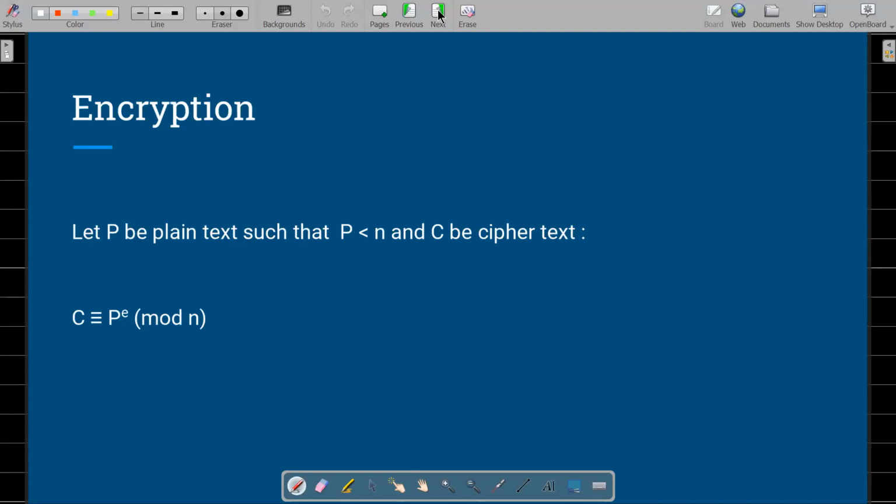Okay, so now encryption is done this way. For example, if A wants to send a message to B and A has plain text P, what A will do is take P raised to E and work it modulo that number N and send this to B. So B receives the ciphertext, which is essentially P raised to E mod N. Now the main job for B is to get back the original message, that is P. And that can be done using the following.